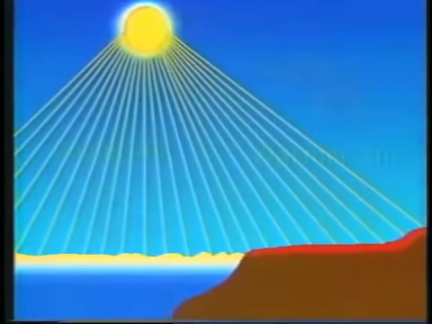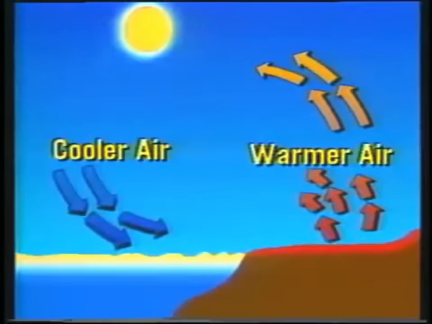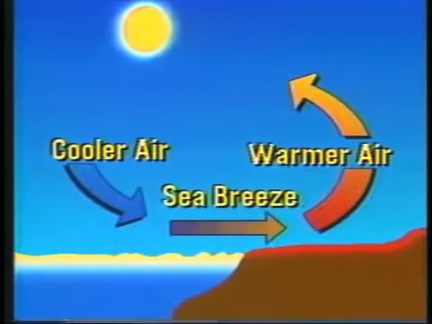As the air over the land warms up and begins to rise, air over the water is being cooled down because of the cooler surface of the ocean. The cool air then flows inland to replace the rising warm air. This produces a sea breeze flowing inland from the ocean.